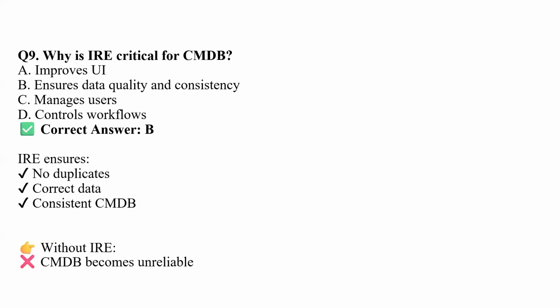Because IRE ensures no duplicates. What's the purpose of identification? It will prevent duplicate CIs. And reconciliation means the data should be correct. So the combination gives a consistent CMDB. No duplicates and correct data is best practice for CMDB, a consistent CMDB. So without IRE, CMDB becomes unreliable.